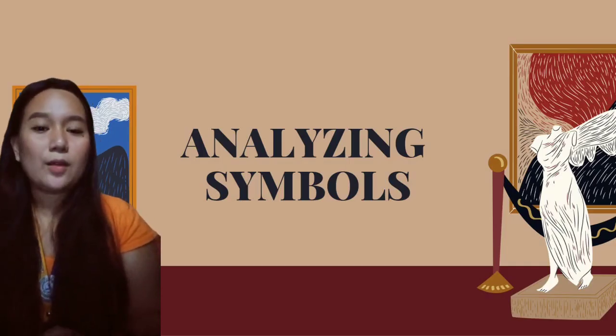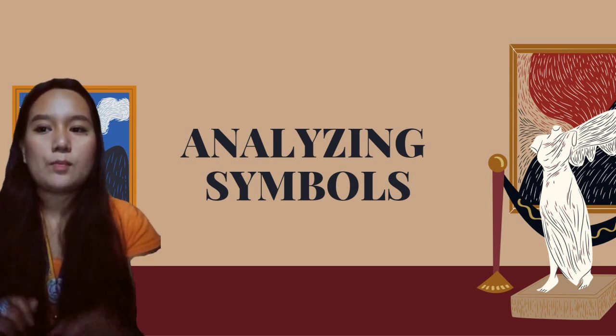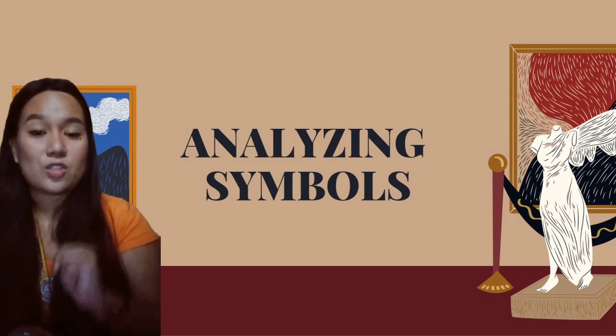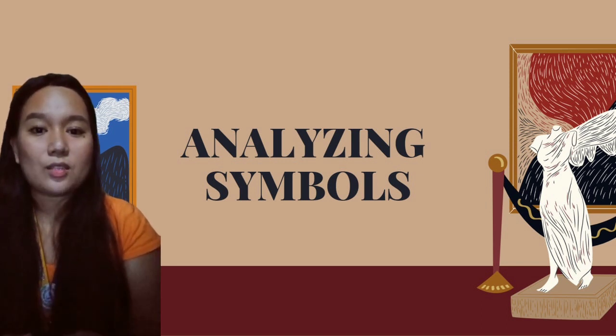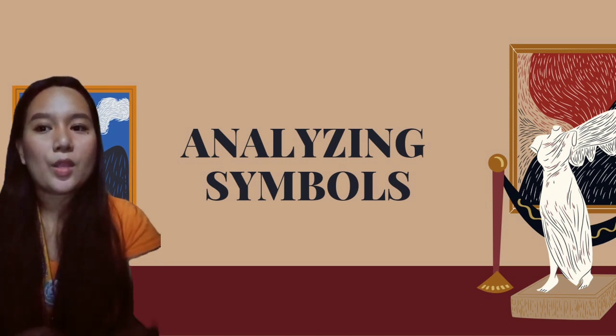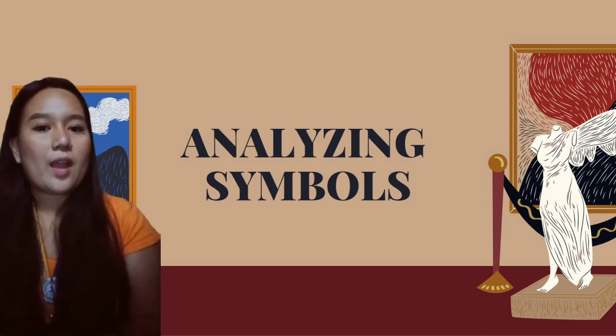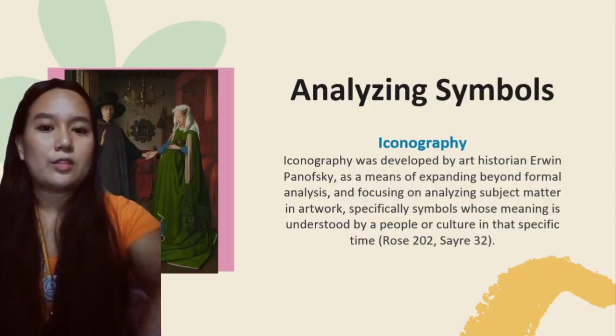So, how do we define symbols? To be called a symbol, an item must suggest a meaning different in kind from its literal meaning. So a symbol is something more than its class or type. So a symbol has more than one meaning. Now let's proceed to iconography.